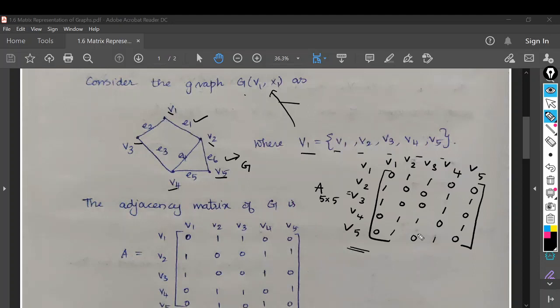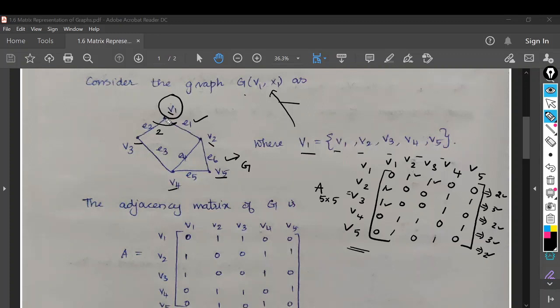Then one more thing: consider this vertex V1. What is the degree of V1? It is 2, right? So in the column V1, you will have exactly 2 ones. Similarly, in the row V1, you will have exactly 2 ones. So the sum of the elements in this row is 2. The sum of the elements in this row is 3. The sum of the elements in V3 is 2. The sum of the elements in V4 is 3. The sum of the elements in V5 is 2. All these numbers represent the degree of that particular vertex.